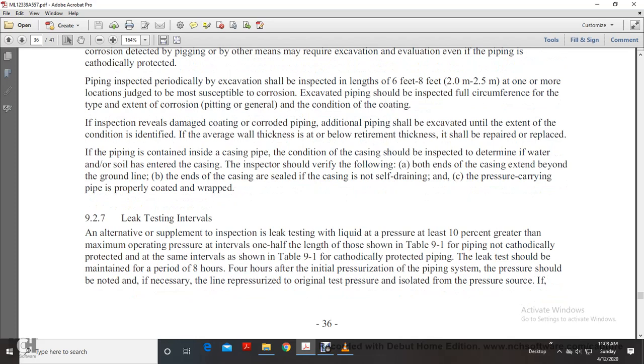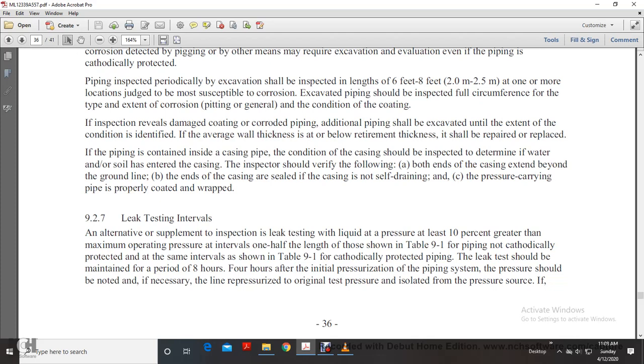927. Leak testing intervals. Alternatively, supplementary to inspection is leak testing with liquid at pressure at least 10% greater than the maximum operating pressure. Intervals are shown in Table 9.1. Minimum piping not cathodic protected, same intervals as shown in Table 9.1.